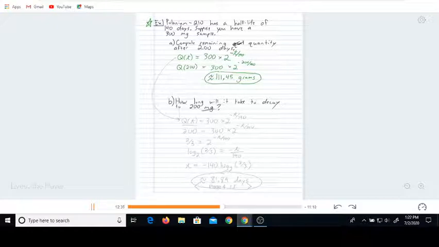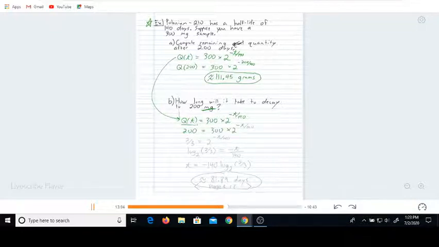So here we are given a quantity, not a time value. So we take our function. Let me rewrite it down here. Our function is 300 times 2 raised to the negative t over 140. That's what is modeling our polonium-210. And we don't know the time, but we do know the quantity. That quantity is 200 milligrams. And here we have an exponential equation we're going to have to solve.